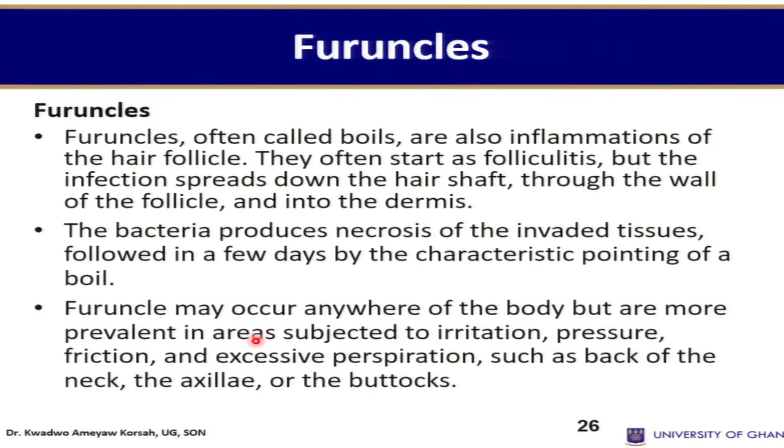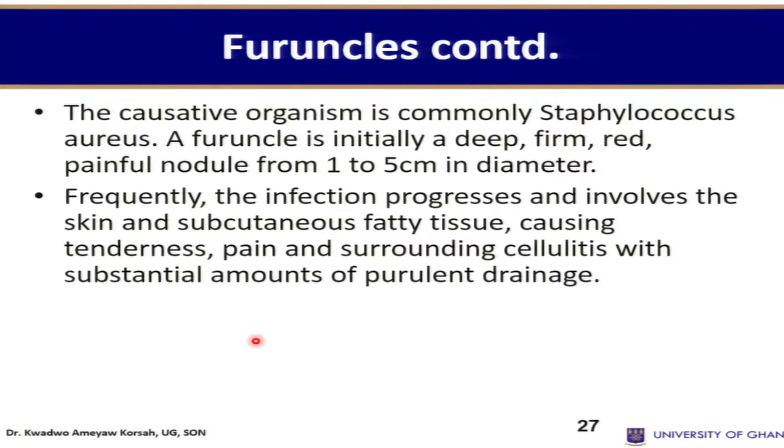So furuncles may occur anywhere on the body, but most commonly in areas subjected to irritation. We have pressure, friction, and excessive perspiration, such as the back of the neck, the axilla, which is the most important area where it can occur, and also the buttocks. The causative organism is commonly Staphylococcus aureus, and the furuncle is usually a deep, firm, red, painful nodule from 1 to 5 cm in diameter, and frequently the infection progresses and involves the skin and the subcutaneous fatty tissue.